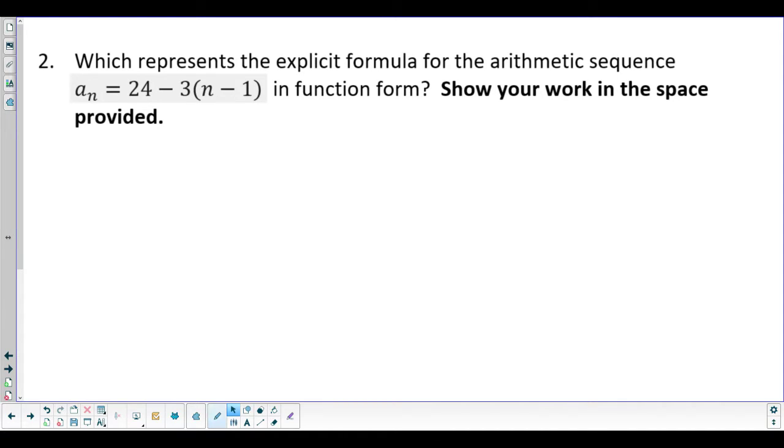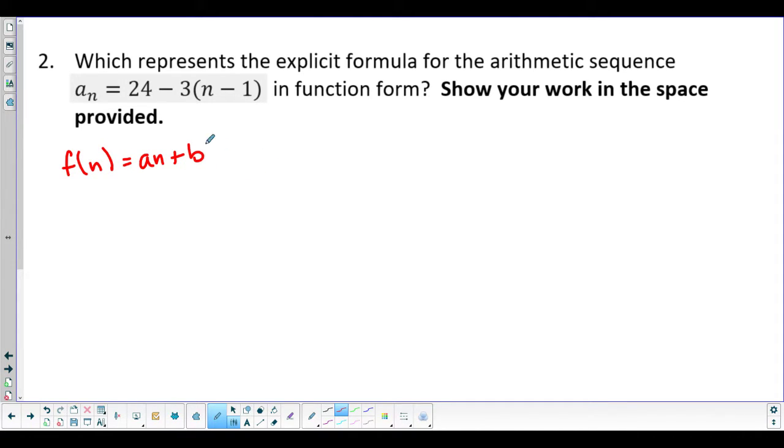Welcome back. This is problem 2 on the review. Sorry, not on the assessment. Totally. They ask us to basically turn an explicit formula for an arithmetic sequence into function form. Once again, this is just complicated wording to ask us to do a little bit of algebra, let's simplify, and let's get this into the form of f of n equals an plus b.